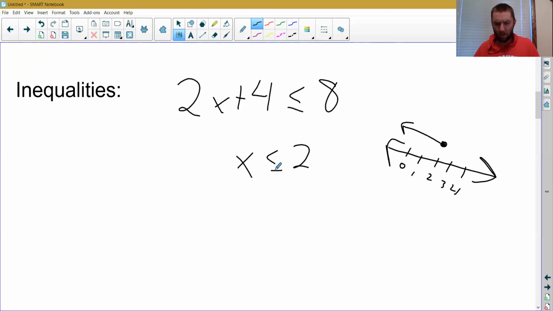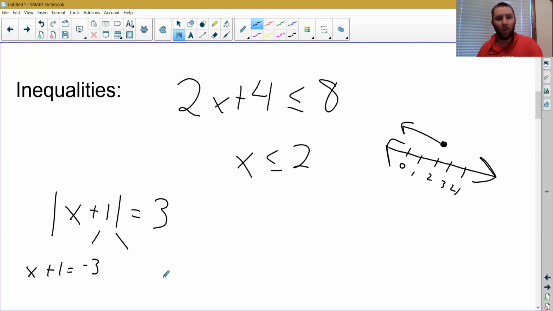So the other thing that we dealt with in this chapter, chapter 3, was we solved what we called absolute value equations. So we ended up with something like this, and then we split the equation into two separate equations, one with a negative and one with a positive, right? And then we solved, so this was the first time we had equations that had two different solutions, in this case, -4 and +2.